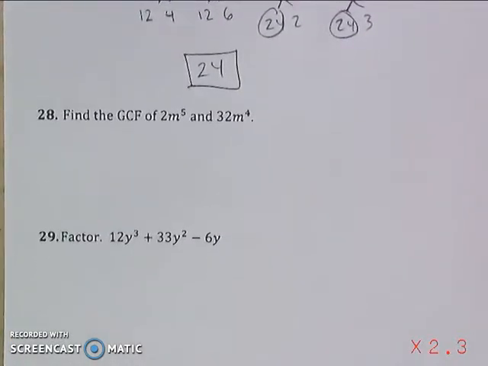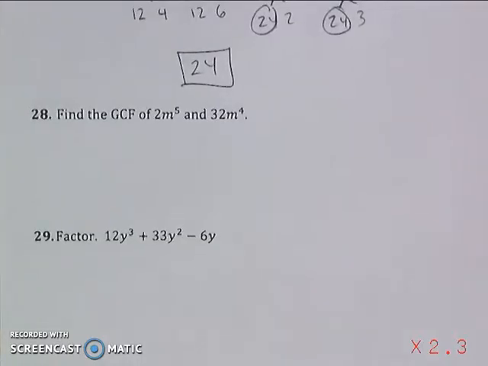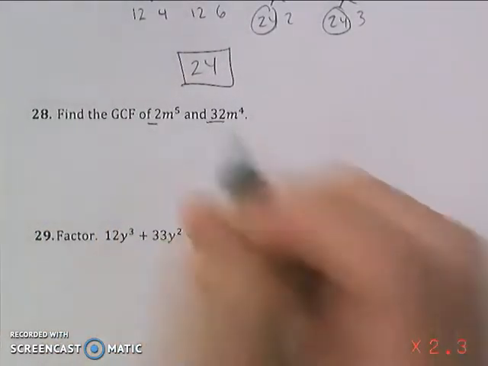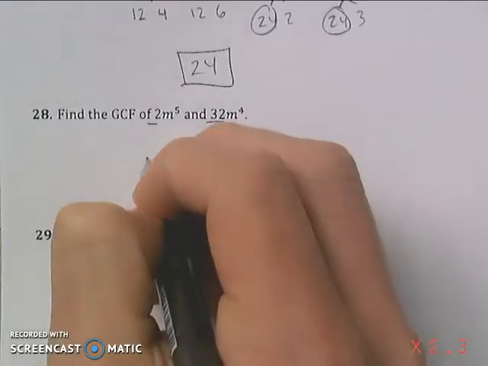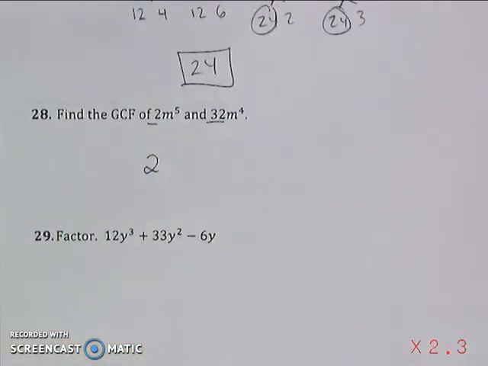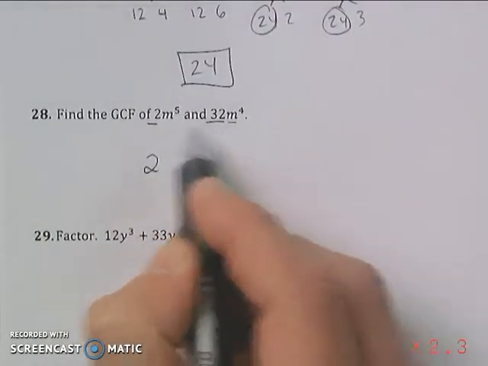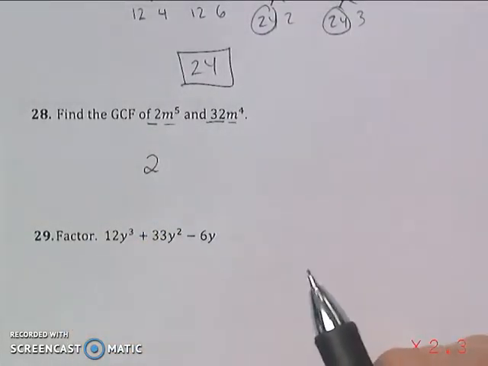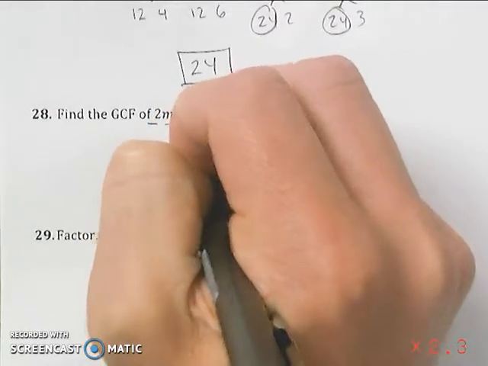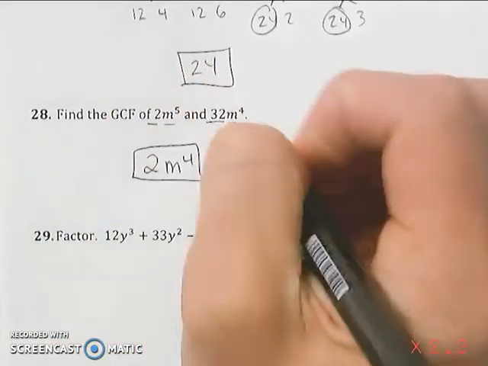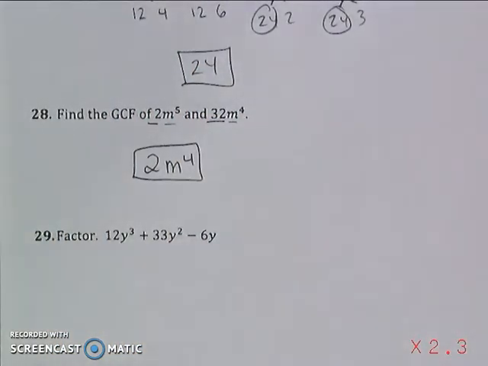All right, moving along, we get to 28. We're finding the GCF here. Now this one's a little easier because the 2 and the 32, we know the GCF is going to be 2. 2 fits into both. m to the 5th and m to the 4th. What's the most I can take out as far as m's go? m to the 4th. You basically take out the lowest power that you see. So there's my GCF.